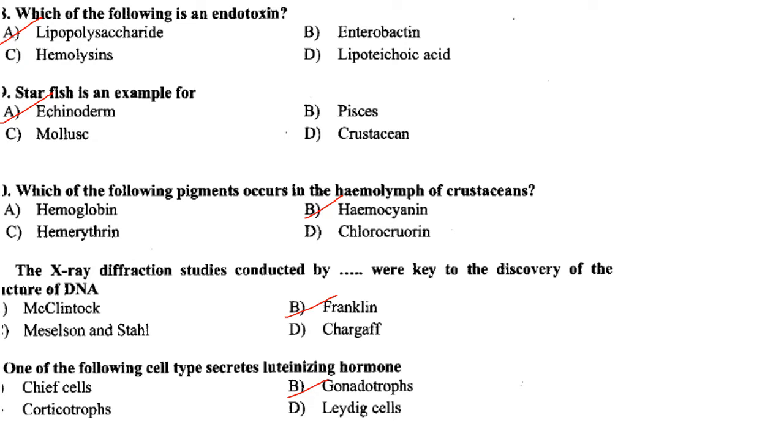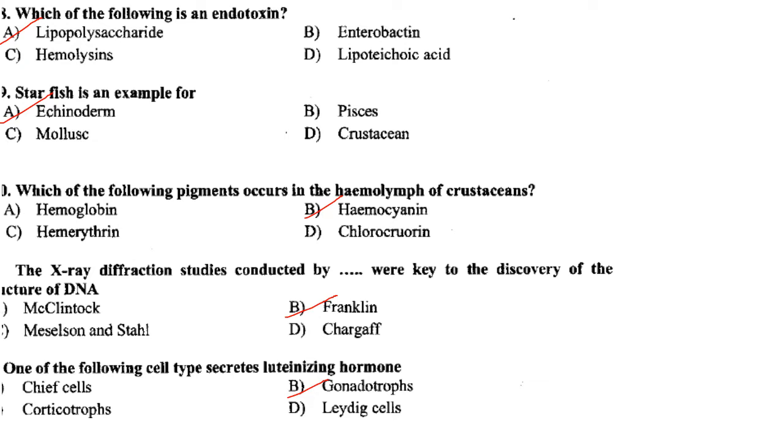Then starfish is an example for an echinoderm. Answer is option A. Which of the following pigments occur in the hemolymph of crustacean? So hemocyanin contains copper and hemoglobin contains iron. So hemocyanin is present mainly in the hemolymph of crustaceans. Answer is option B. The X-ray diffraction studies conducted by Dash were key to the discovery of the structure of DNA. So X-ray diffraction studies conducted by Franklin were the key to the discovery of the structure of DNA.